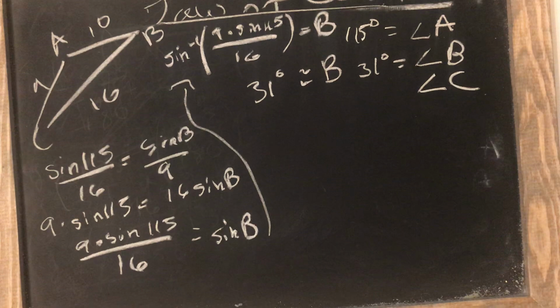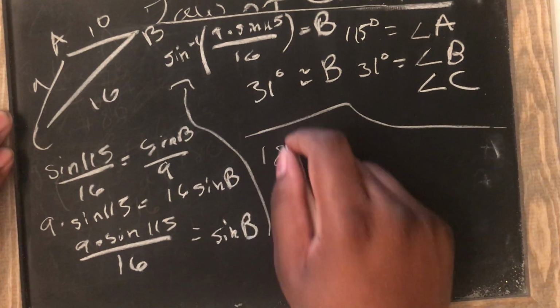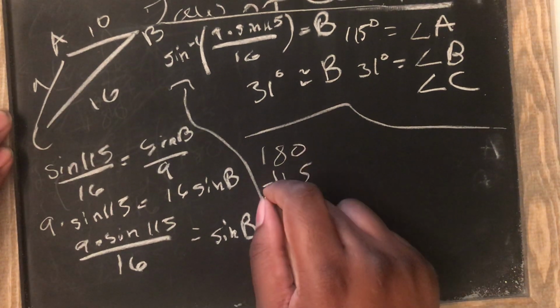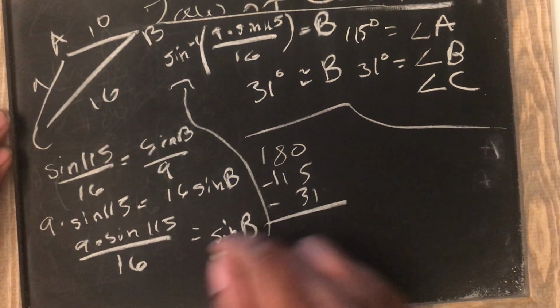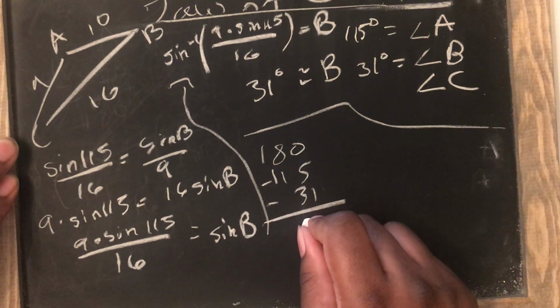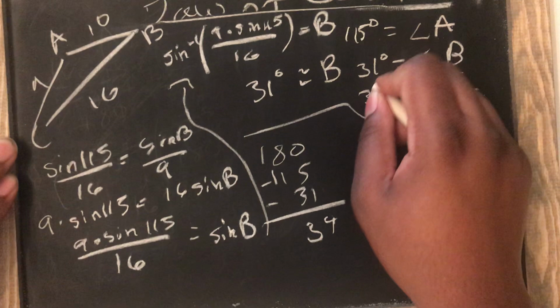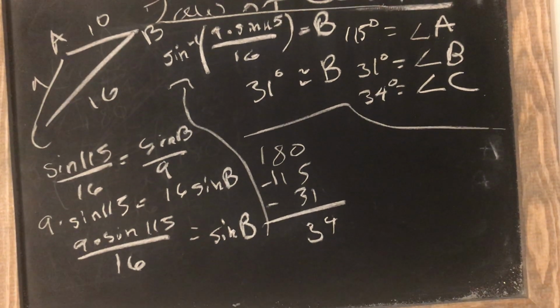All right, now, last but not least, it's real easy. 180 minus 115 minus 31 should give us about 34 degrees. And that's how you do it.